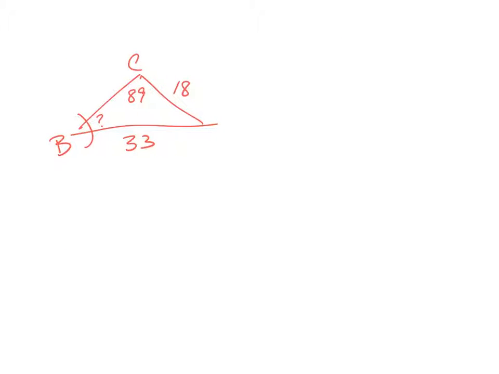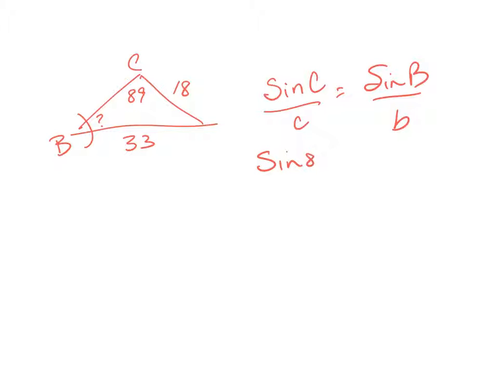They want us to use the law of sine. So we say sine of C over little c equals sine of big B over little b. Since we don't have anything with A's in it, don't worry about the A. Wait, don't you get 18? Yes. We plug in what we have. So we have sine of 89 over 33 equals sine of big B over 18.